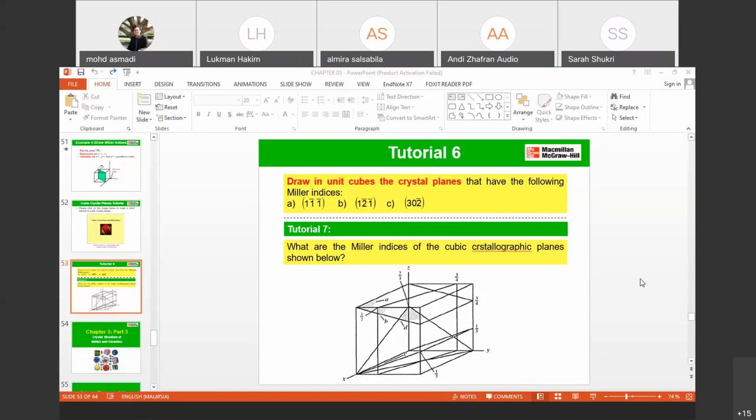Taking the reciprocal, right? So if you take the reciprocals, your number is going to be 1, negative 1 divided by 2, or negative half, and for Z it is negative 1, right? So it's not going to be more than 1. This is just the unit cell.